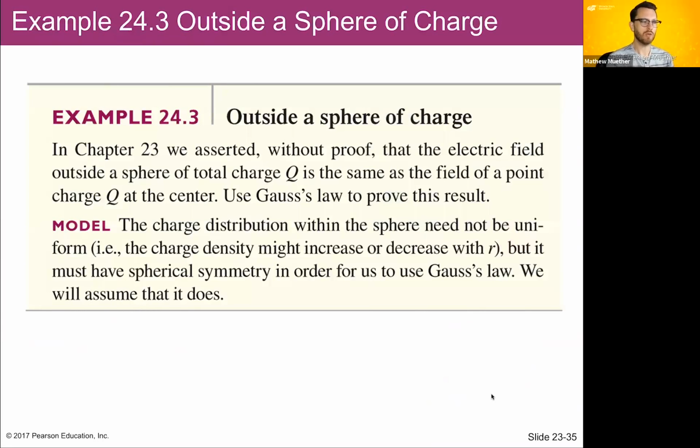So now that we have this idea of how flux is related to enclosed charges, let's try to do a more complete calculation and bring in this idea of symmetry that we talked about yesterday. Back in chapter 23, we asserted that the electric field coming from a sphere of charge, if I'm outside of that sphere, is the same as the electric field coming from a point charge. So let's try to prove that using Gauss's law.